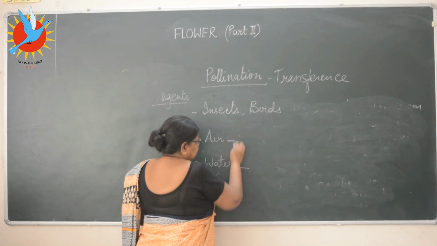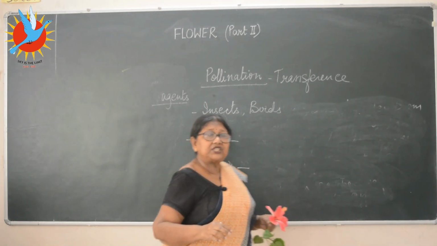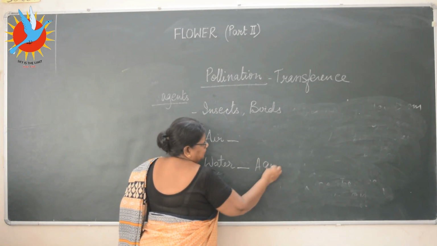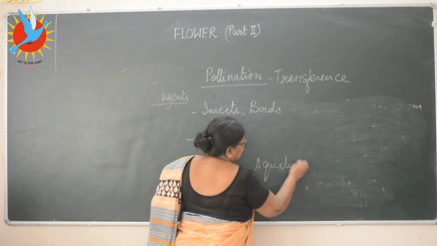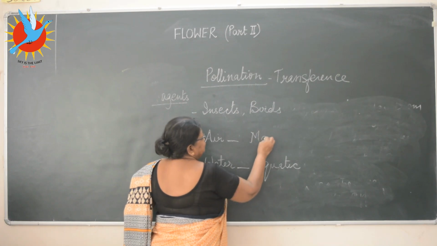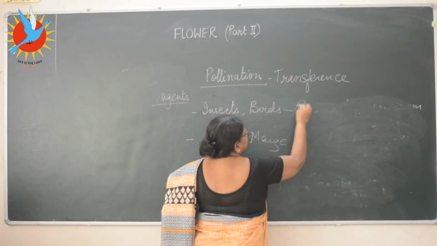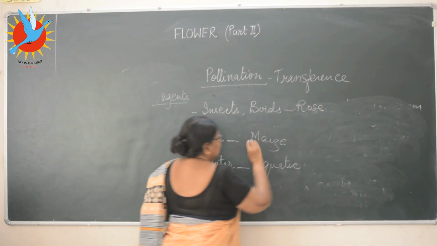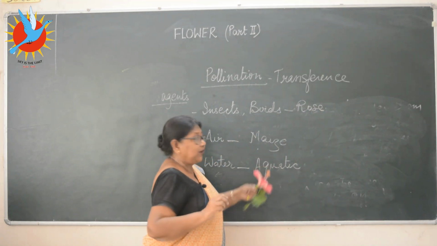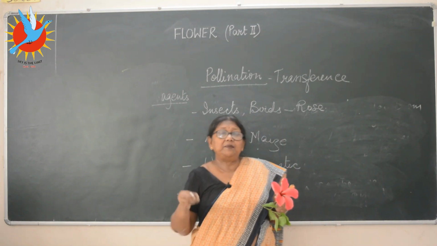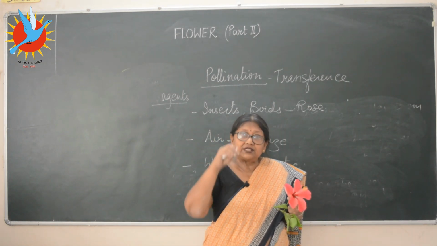This one, the water one, what is the agent? Obviously, this will be all the aquatic plants. Water pollination takes place in aquatic plants. Maize is very common for wind pollination, and you can give any example. And this is aquatic: the Hydrilla plant. You have seen the Hydrilla plant for some experiments. So Hydrilla, the plants which are in the water.